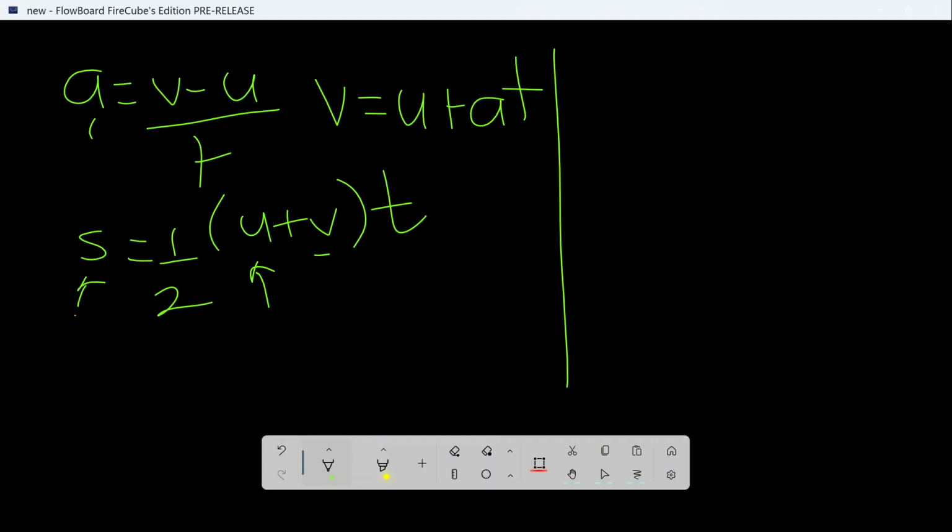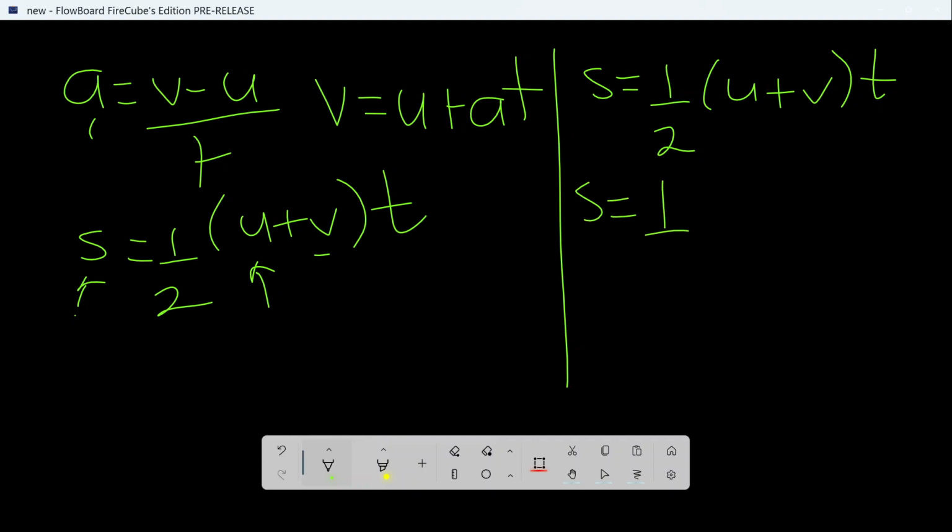So for the first equation, we're going to substitute for v, and then eventually we're going to make t the subject. So we've got this equation: s equals a half (u plus v) t. We want to make an equation that does not have the v in it. How can we do that? Well, we already have v written out in another format: v equals u plus at. So we can write v as u plus at, then brackets t.